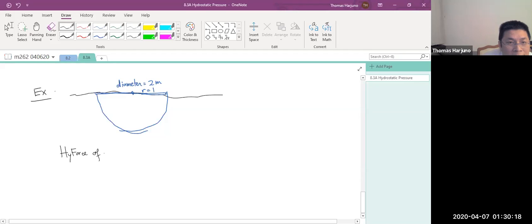Now I want to find the hydrostatic force of this plate. So you imagine this is a plate that you submerge down vertically. And how much force is being experienced by this plate? Let's start. Let's say the depth is x. We know what this is here?